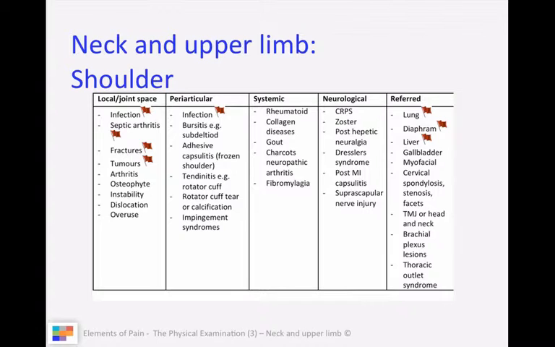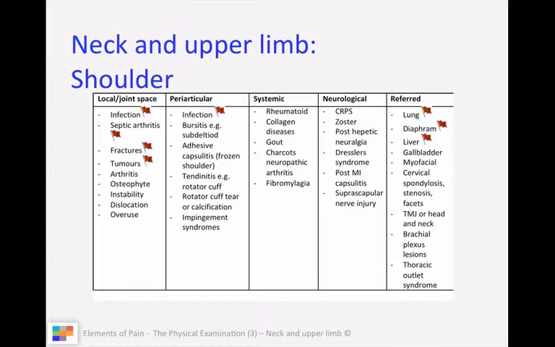So is this pain coming from the joint? Or the joint space. So is this local pain? Is this peri-joint pain, so peri-articular pain? Is this pain from the shoulder coming from a systemic illness, so fibromyalgia, rheumatoid arthritis? Is this a neurological cause of pain, so CRPS, postherpetic neuralgia, suprascapular nerve injury, for example? Or is this a referred pain? And this is the one that you need to remember, consider.